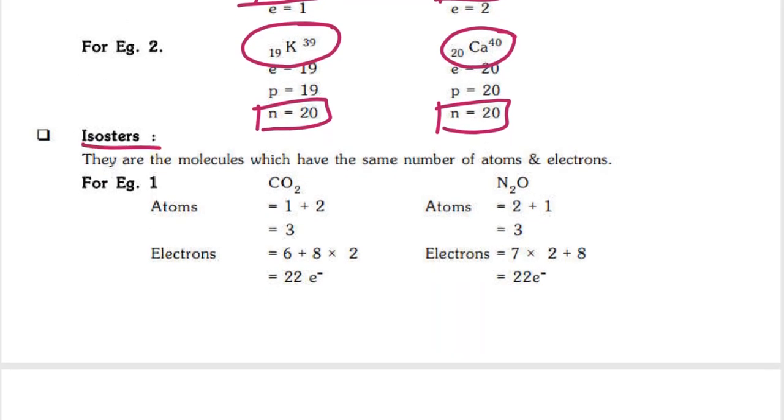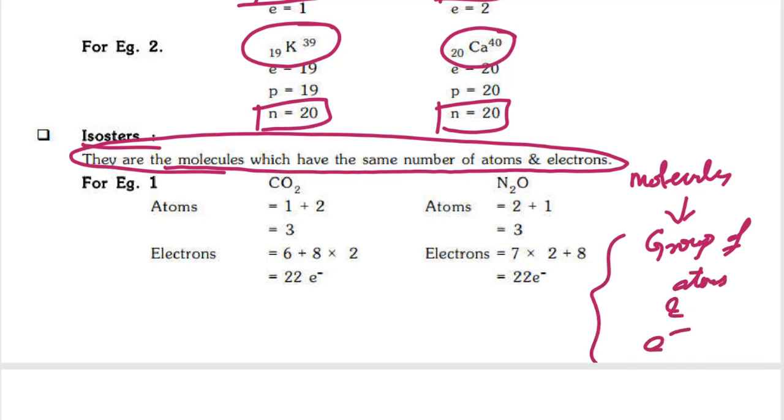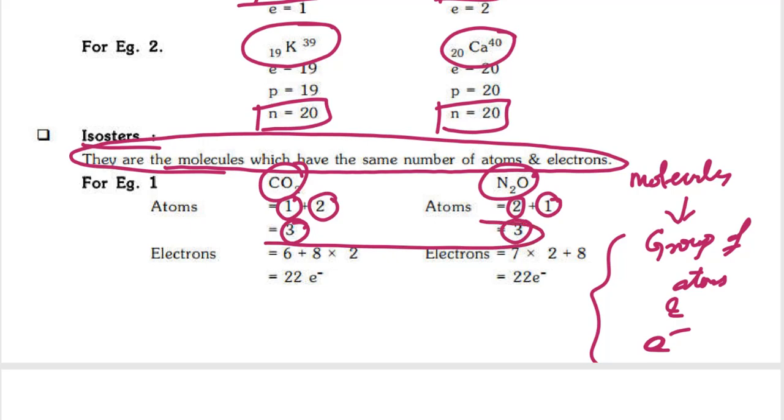Next we have isosters. These are the molecules which have the same number of atoms and electrons. Molecules means what? Groups of atoms. So these are molecules in which the number of atoms is the same and the number of electrons is also the same. Example, we have CO2 and N2O. What is the number of atoms? Carbon has 1 atom, oxygen has 2 atoms, total number of atoms 3. What is the number of atoms in N2O? Nitrogen 2, oxygen 1, total 3. So the number of atoms is the same, 3 and 3.